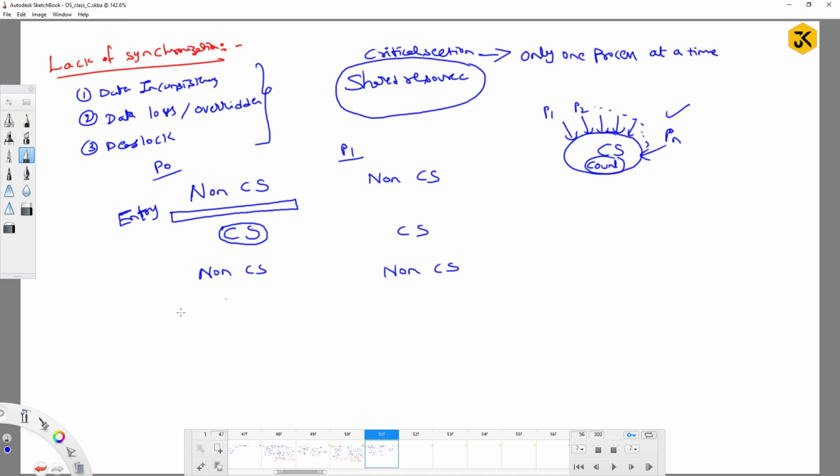For example, in the classroom 60 students are allowed. Now 59 students are inside. Can I allow one more? Yes. So what condition do I check? If the total number of students inside is less than 60, I allow one inside the critical section and increment the value by 1. Now assume 60 students are there. Can I allow another inside? No, that is not possible.